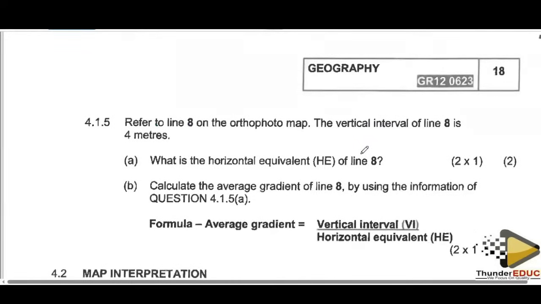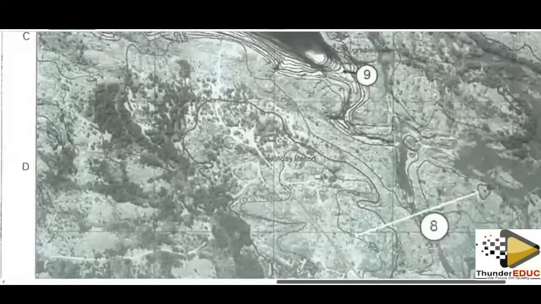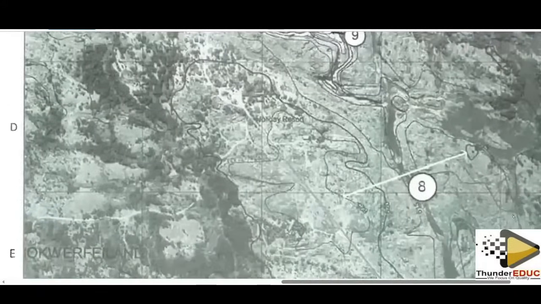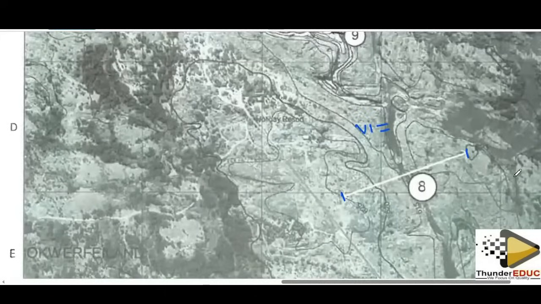4.1.5, they said, to line 8 on the orthophoto map, the vertical interval of the line is 4 meters. Let's go back to the map. Look at line 8. Okay. This is our line 8 here, from here up to here. So they give us the vertical interval, which is, let's see, the vertical interval of the line is 4 meters.